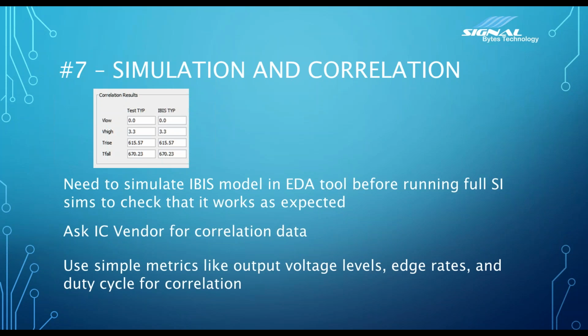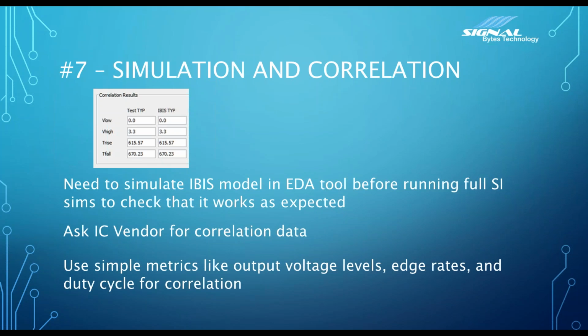Some people get caught up in the correlation piece: I've got a waveform of the IBIS model into a test load, a waveform of the SPICE model in the same test load, two waveforms overlaid, and I want to do some complicated things to see how accurate it is. I like to keep it simple and just take a handful of metrics. The ones I like to use are the output voltage levels, the high and low, the output edge rates, and the duty cycle.